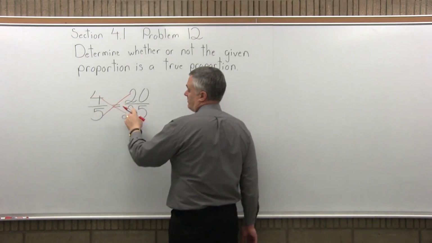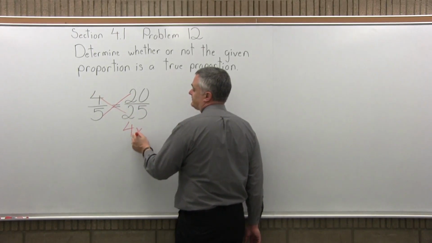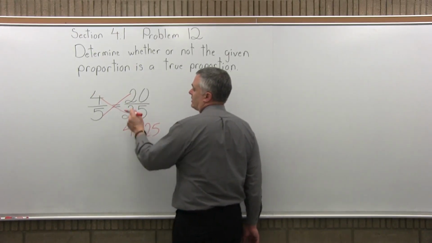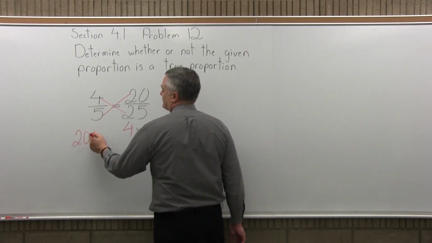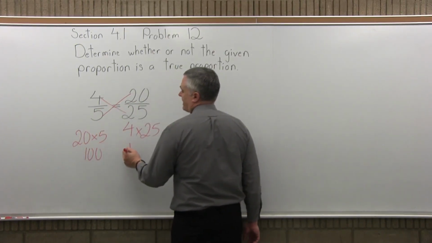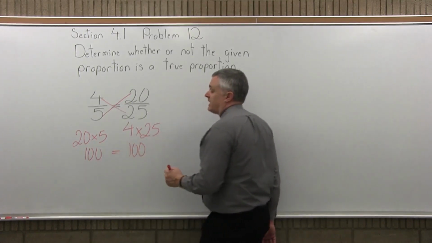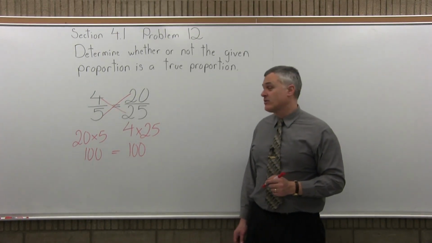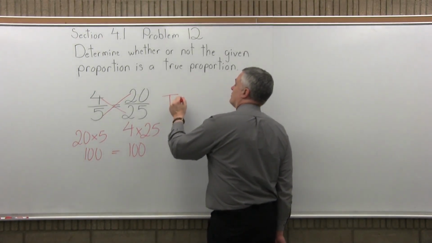So in one path of the cross, you're going to do 4 times 25. And the other way, 20 times 5. And as I multiply that, 20 times 5 is 100. 4 times 25 is also 100. And the two paths, when you multiply across, are equal. 100 equals 100. So this is a true proportion.